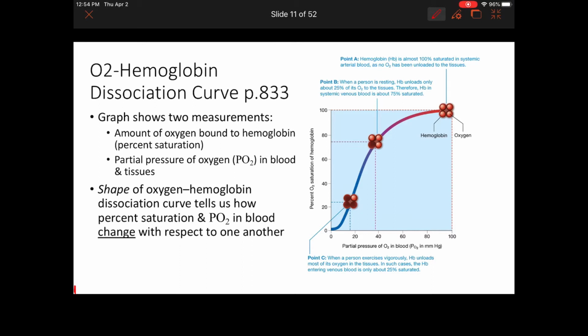Now, as it turns out, oxygen is not very soluble in blood plasma. So, in order for it to be transported through the blood to and from tissues, oxygen requires a little help in the form of hemoglobin. And we all know that hemoglobin is an important molecule that's found in red blood cells.